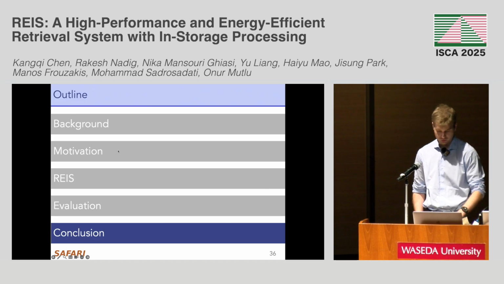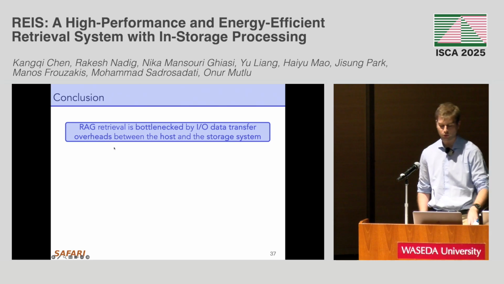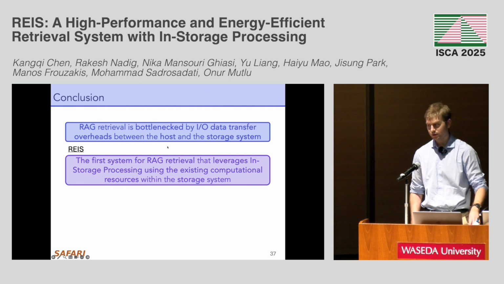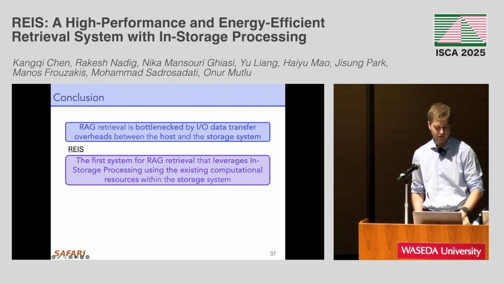Let's now move on to the conclusion. So, the problem is that currently RAG retrieval is bottlenecked by I/O data transfer overheads between the host and the storage system. To solve this issue, we propose REIS, the first system for RAG retrieval that leverages in-storage processing using the existing computational resources within the storage system.